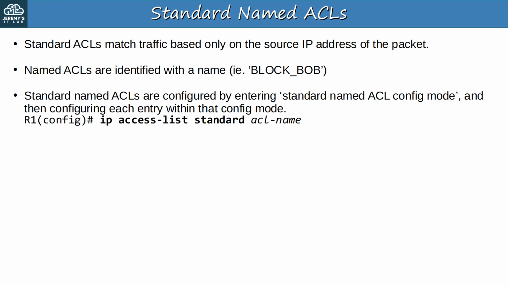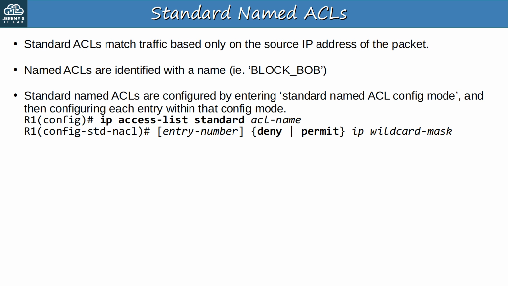Here's how you enter that config mode. ip access-list standard, followed by the name. Remember to use ip in front of the command. For standard numbered ACLs, the command is access-list, but in this case it's ip access-list. Then you enter standard named ACL config mode and configure the deny and permit entries.